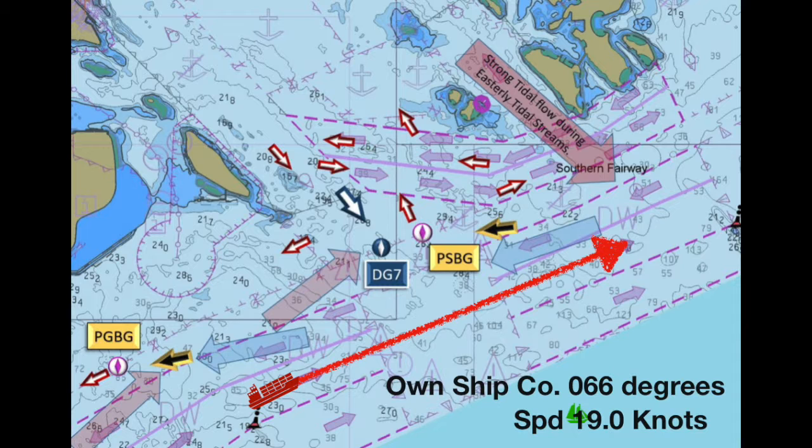In the last talk, we saw the first master reduce speed to keep away from danger and successfully pass the exercise. Now in the same exercise, still in the Singapore Strait, the vessel speed is 19 knots and the course is 066 degrees. Let's see what another master does in this exercise.